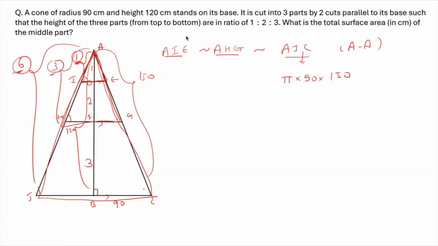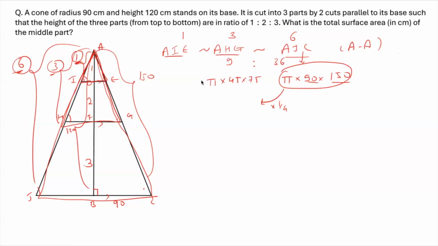Now, the ratio of the heights we have found is 1, 3, and 6. So the ratio of the curved surface areas will be 3 square, 9, and 6 square, 36. So the ratio of the curved surface areas of AHG and AJC will be 9 is to 36. That's 1 is to 4. That means if this entire area is pi into 90 into 150, the curved surface area of AHG will be 1/4 of this value. We can divide both these numbers by 2. So pi into 45 into 75.